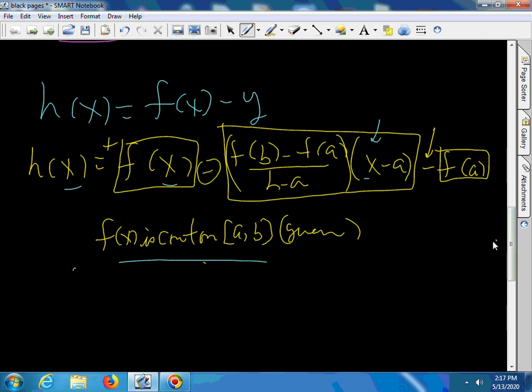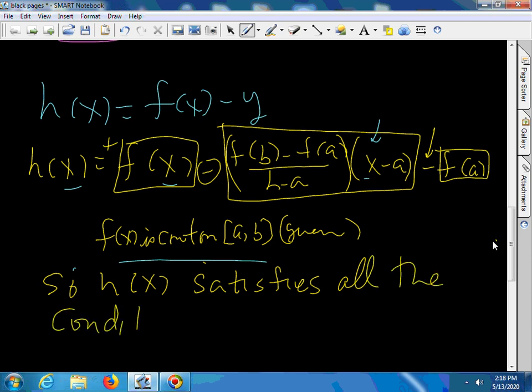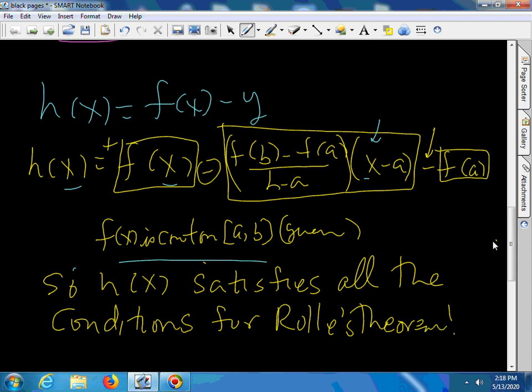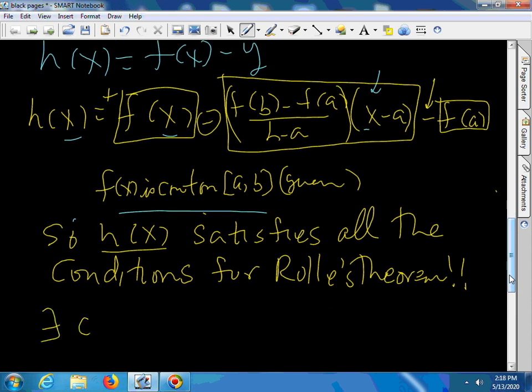So H of X satisfies all the conditions for Rolle's theorem. That's important. Why? Because H of A equals H of B. They both happen to equal 0, but H of A equals H of B, and H is continuous on the closed interval AB, and H is differentiable on the open interval AB. So there must exist a C in the open interval AB such that H prime of C is 0.